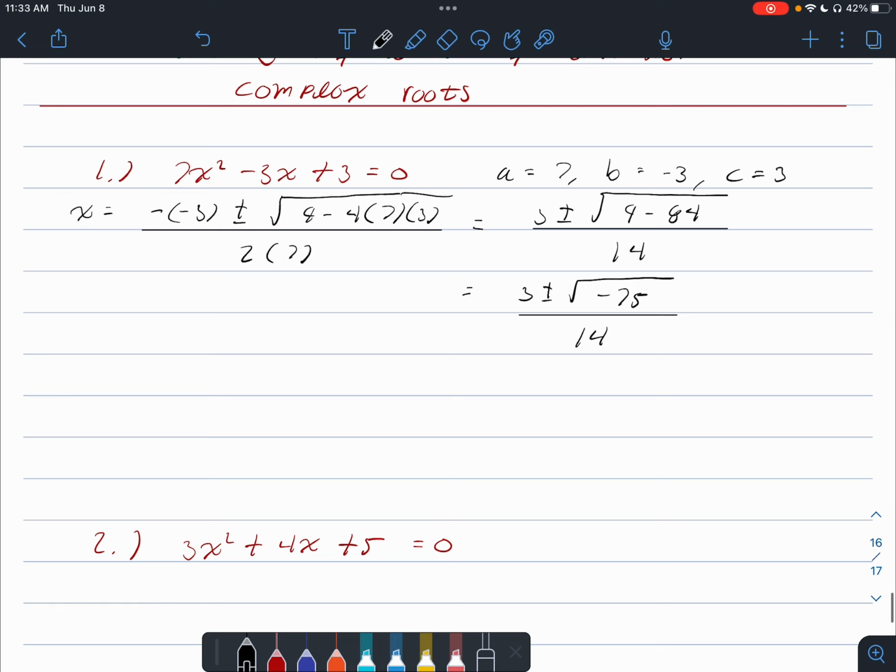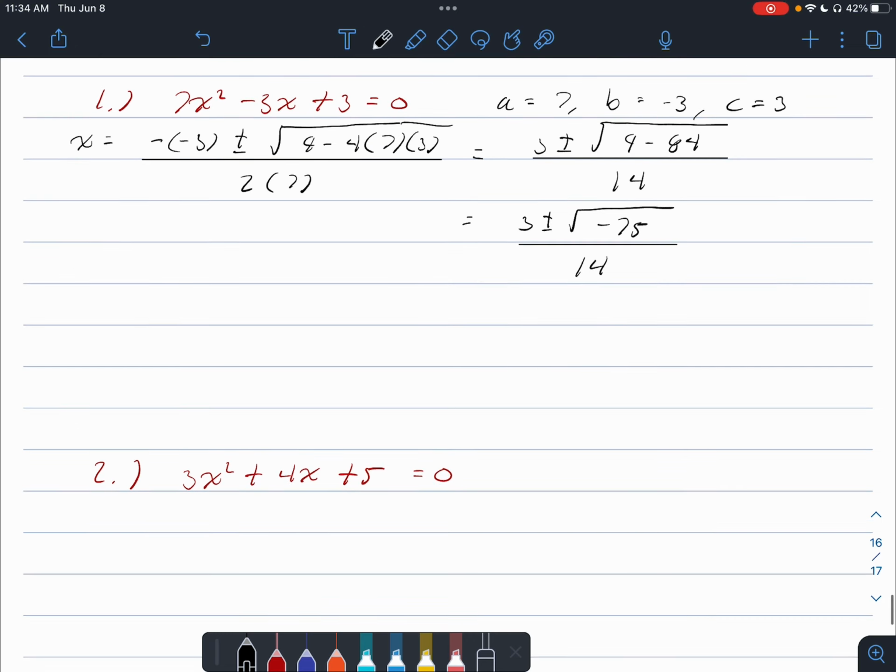Okay, so what you'll notice here is we now have a negative number underneath our square root, which means we're going to have to use complex numbers. So the only way we can solve this is by introducing complex numbers. We can't solve this quadratic equation using real numbers. So if you were asked to give all real solutions to this quadratic equation, you would say there is no solution. But if you're just asked to find all solutions, you can use complex numbers.